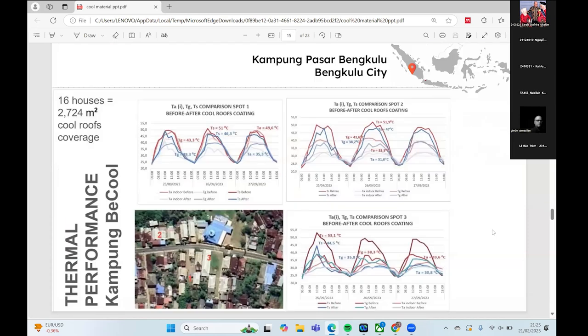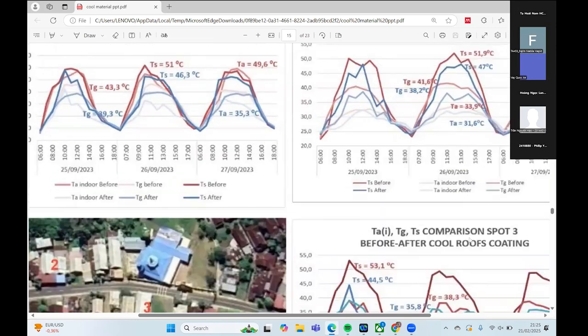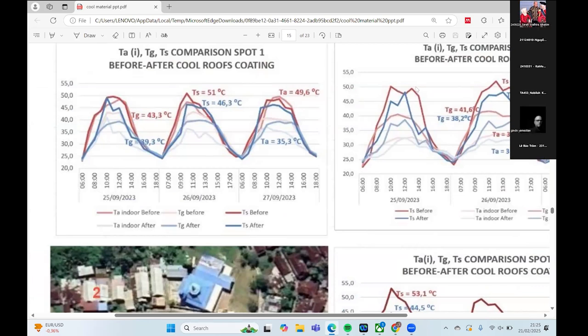And this is our Be Cool project. We try to cover 15 to 20 houses, in this case 16 houses, so the coverage is around 2,700 square meters. We can take a look at the comparison of indoor air temperature: before is 49 degrees Celsius and after is 35. Surface temperature before is 51 degrees Celsius and after is 46 degrees Celsius.